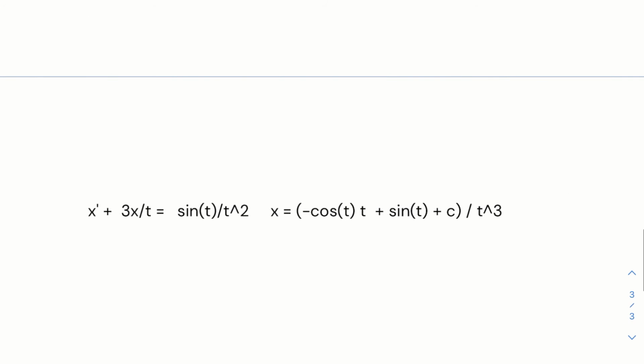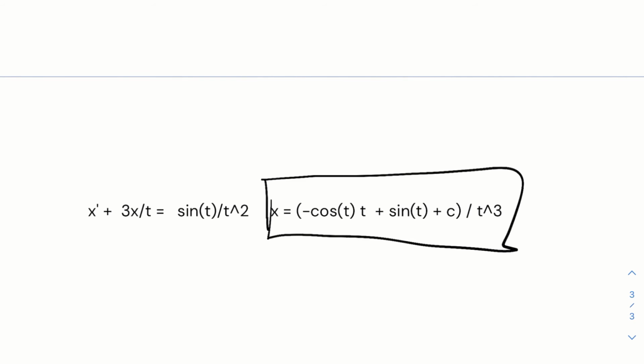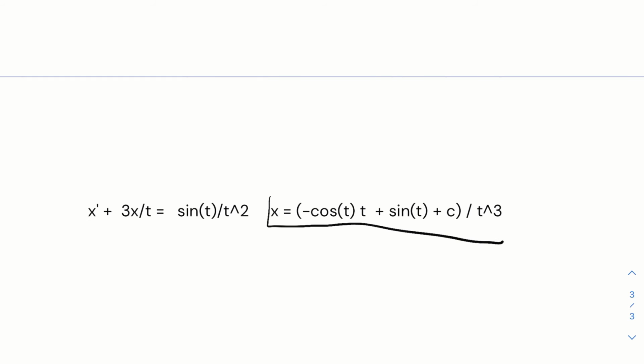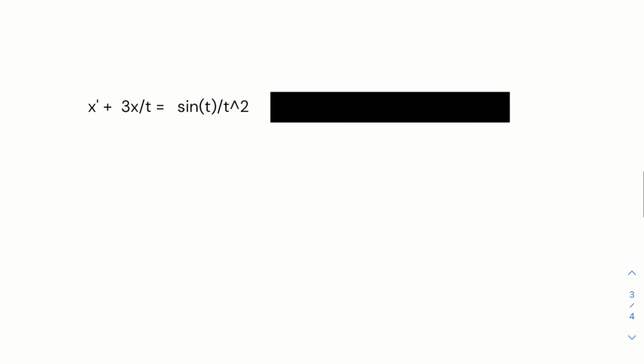Okay. And now we have a little bit of a tricky one for the last one, as you can see by that answer, which I'll probably blur out in post. No? Okay, well, apparently Notability doesn't want to blur it for me, so... Oh, there it goes, okay. So x prime plus 3x divided by t equals sine t over t squared. So let me just write it out. So yeah, it looks pretty difficult.